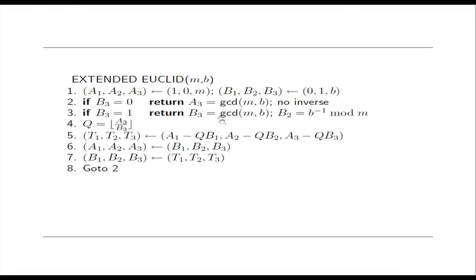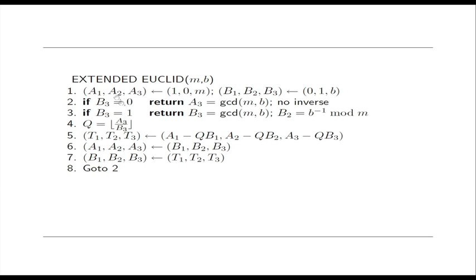So, basically this is how we have the theorem proved, these are the steps. We want to find B inverse mod M, if the inverse exists, provided the GCD of M and B is 1. So, provided B is relatively prime with M, then B inverse mod M exists. This B3 basically gives us the GCD.